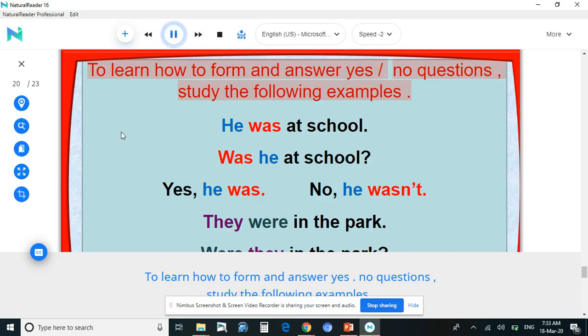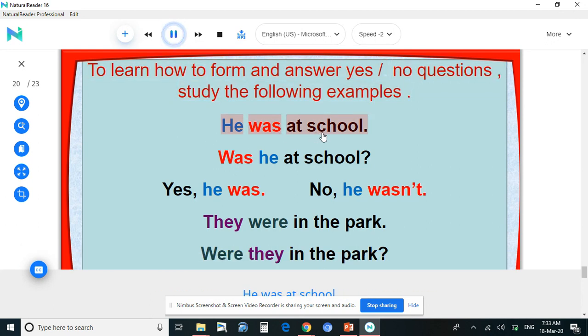To learn how to form and answer yes/no questions, study the following examples. He was at school. Was he at school? Yes, he was. No, he wasn't.